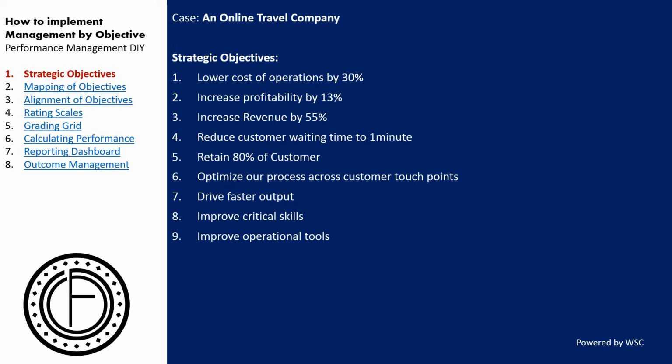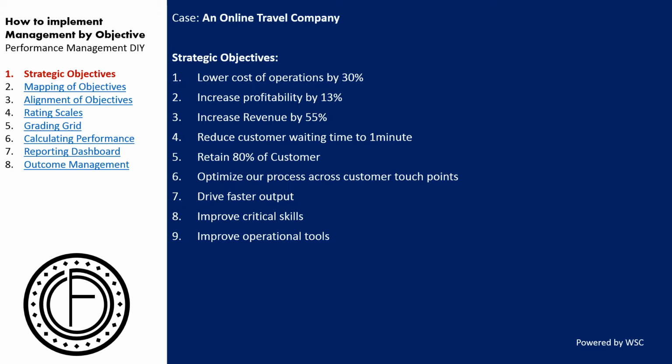Now, if you look at this, our online travel company has got 9 strategic objectives. One is to lower cost of operations by 30%. Number 2 is to increase profitability by 13%, meaning that they want to do 13% more on their profitability level compared to the last financial year or financial period, as the case may be. They want to increase their revenue by 55%. They want to reduce customer waiting time to 1 minute, in case customers used to wait longer than 1 minute before now. They want to retain 80% of their customers.